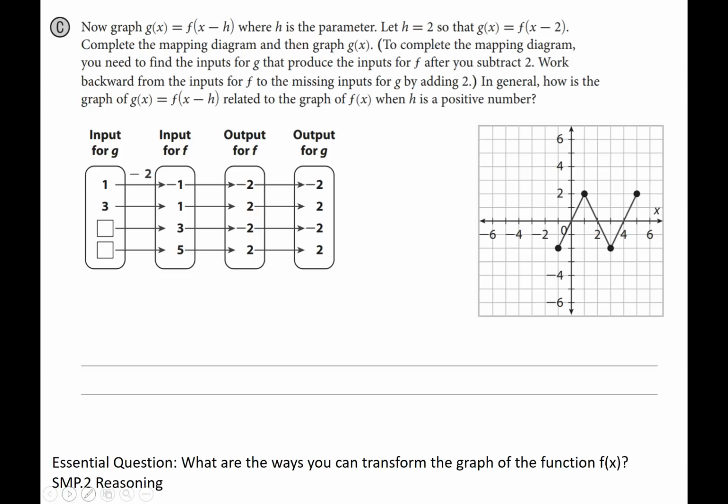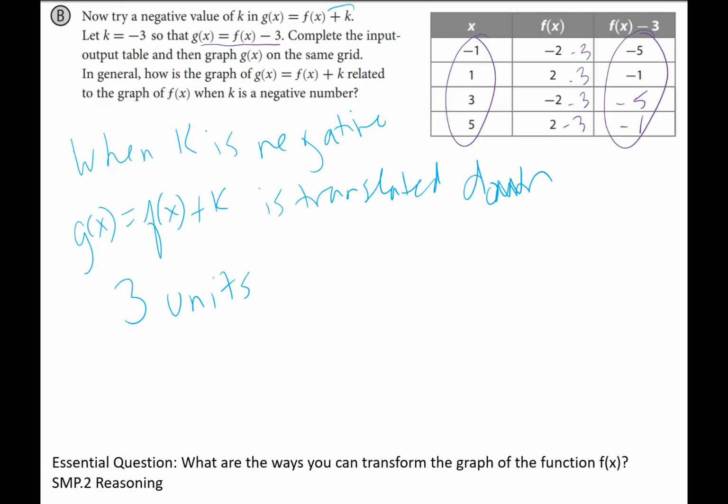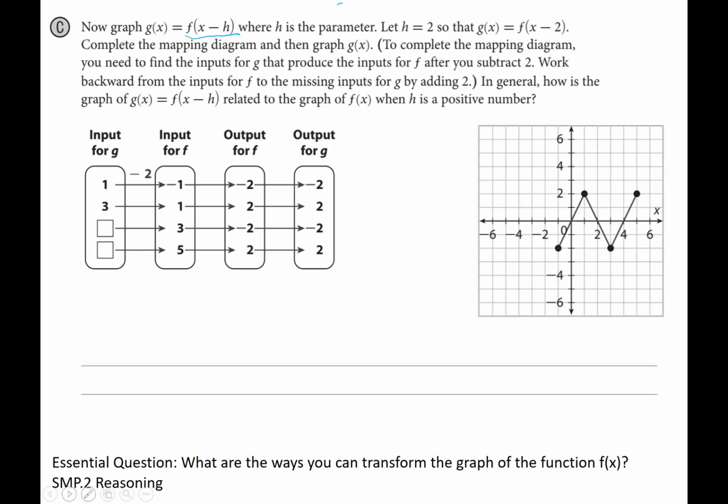All right, now they have a slightly different method for putting in our values. They didn't give us a table on this one. Now we're going to graph g of x equals f of x minus h. Notice this is different. Before, they had a k and it was outside the parentheses of the function, and it had an up and down effect on the graph. So this is different. This h value is inside the parentheses, okay? So we're going to let h equal 2.